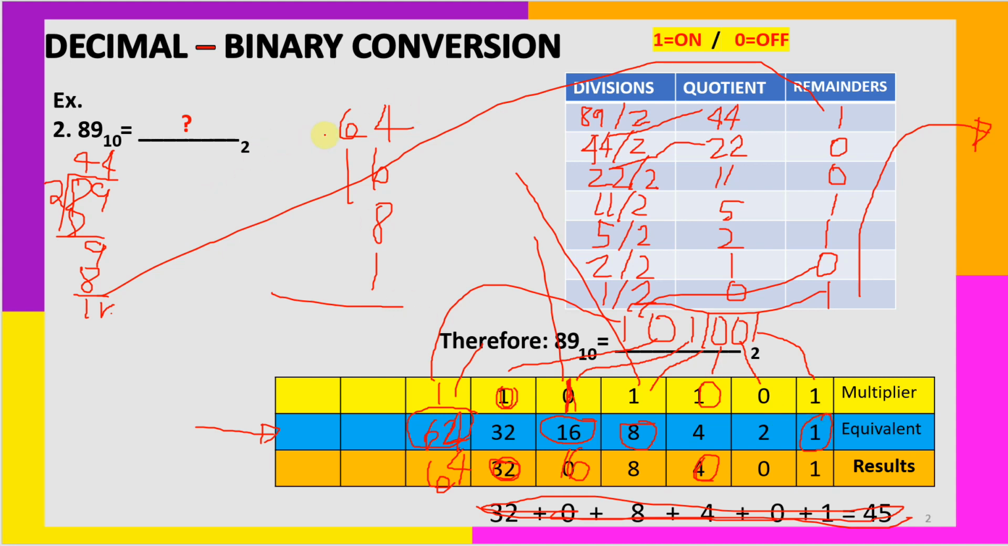We add 4 plus 6 is 10, plus 8 is 18, plus 1 is 19. So 9, carry 1. 1 plus 6 is 7, plus 1 is 8. So this is 89, which is equal to the original number. This means this is the correct answer.